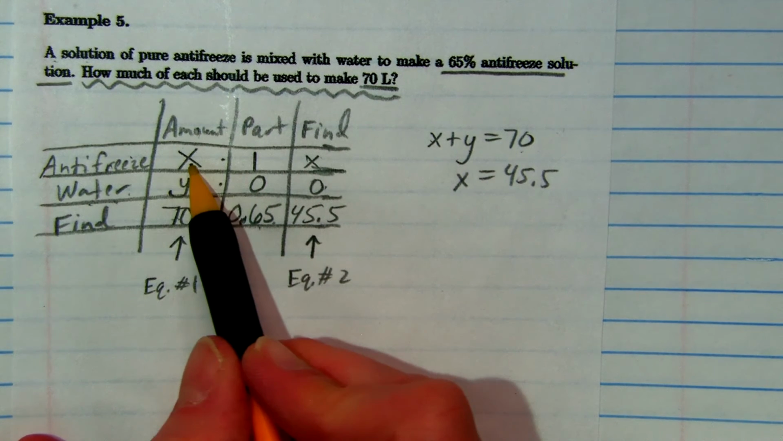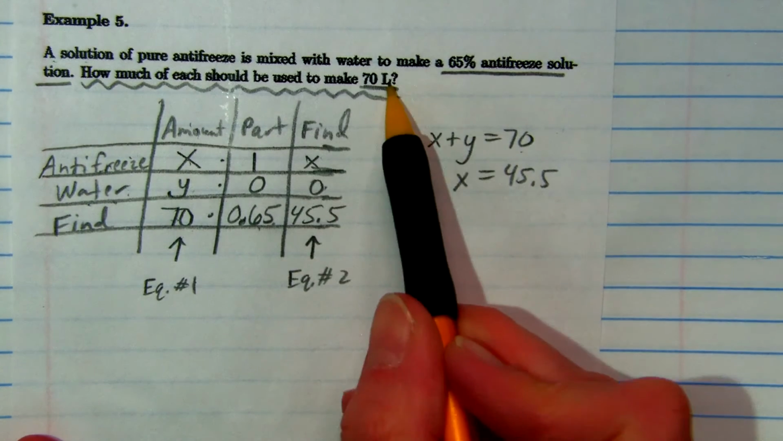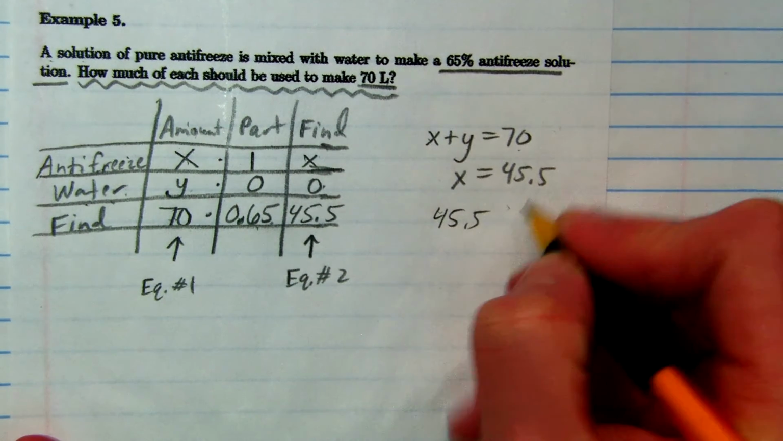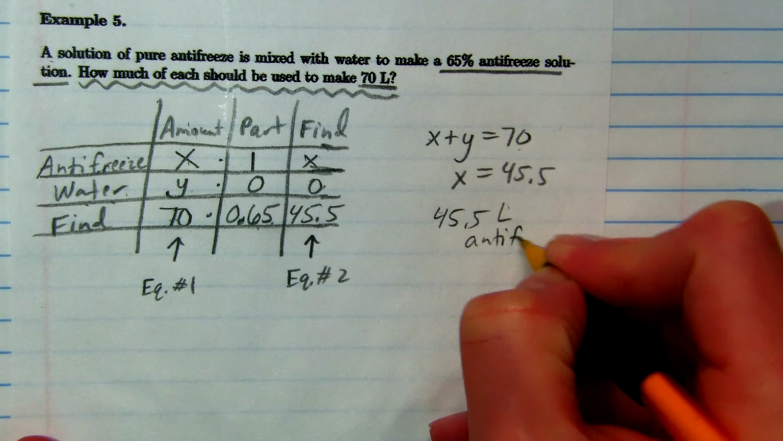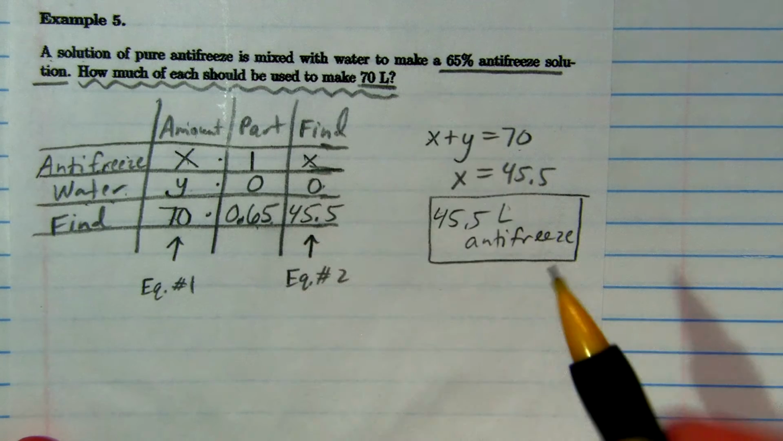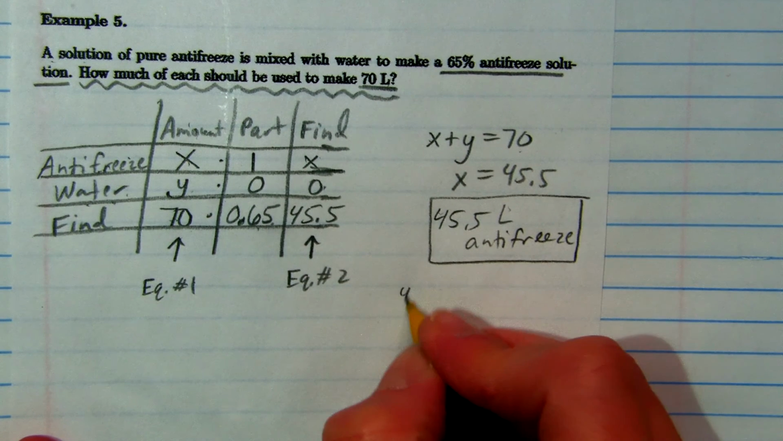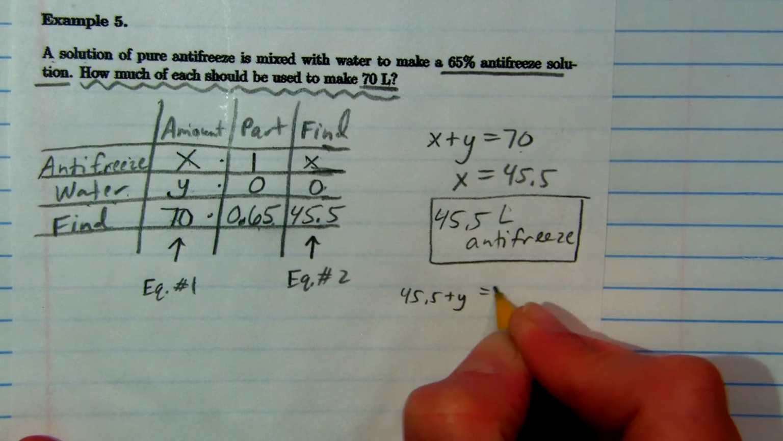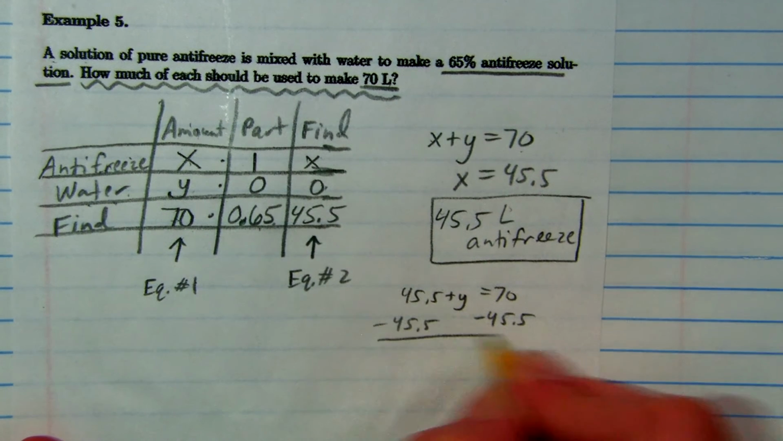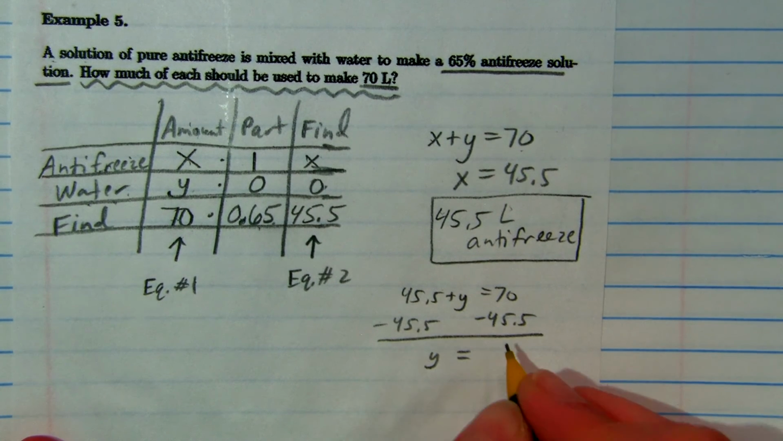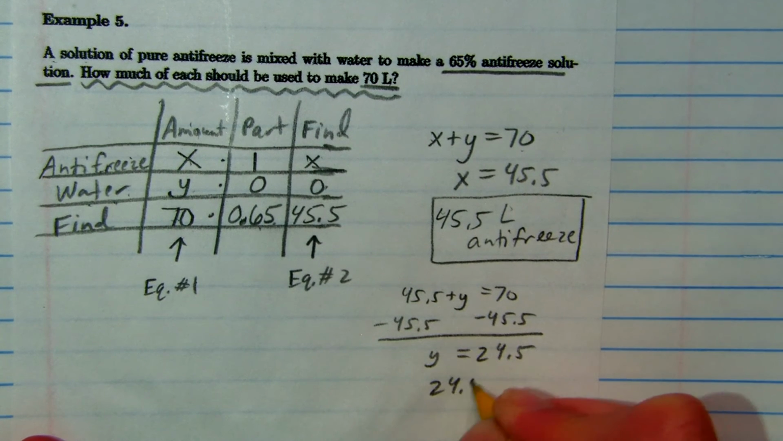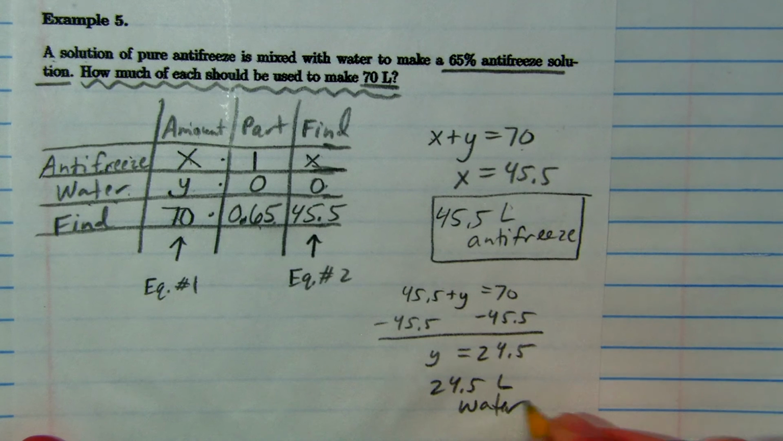So x, if we go back, was the amount of antifreeze. If we look at how we're measuring it, we're measuring that in liters. So that means we're going to use 45.5 liters of antifreeze. And then we can subtract that from the 70, because we know that 45.5 plus y equals 70. So you're just going to subtract this from the 70 liters total, and we get y equals 24.5, which means we'd use 24.5 liters of water.